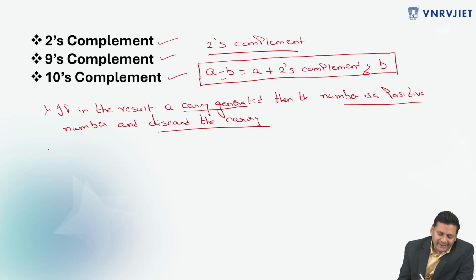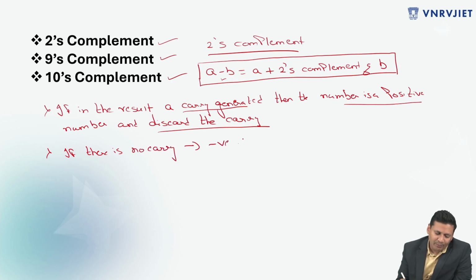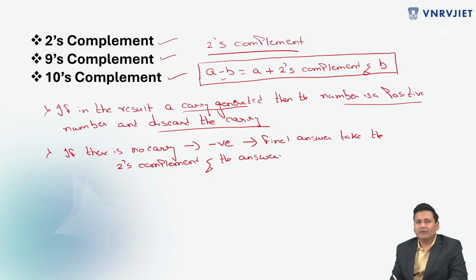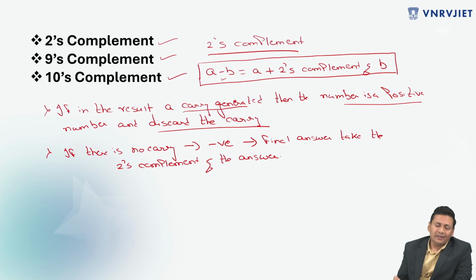Clear? Now the second case: if there is no carry, that means the number is a negative number. And to get the final answer, we have to take the 2's complement of the answer. Clear? We will go through the concept by taking some examples. You will get a clear idea.